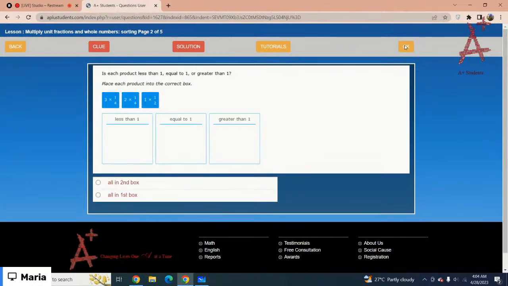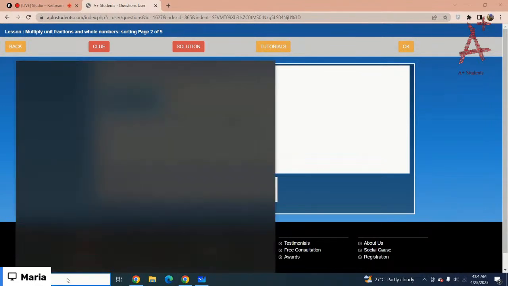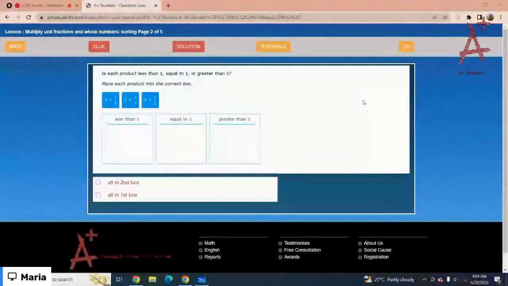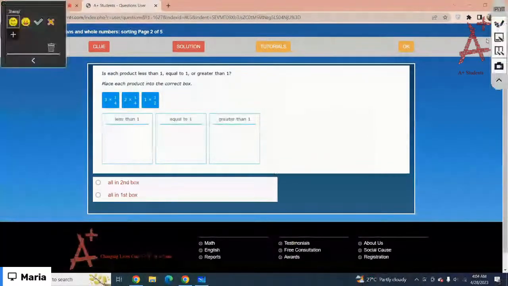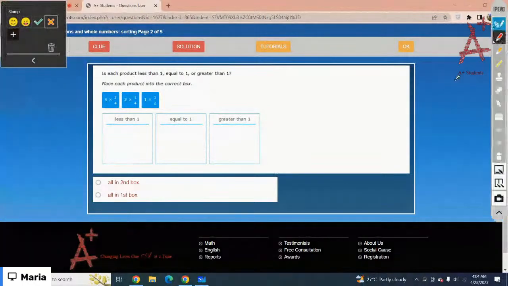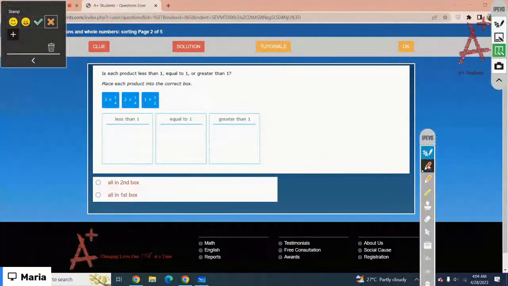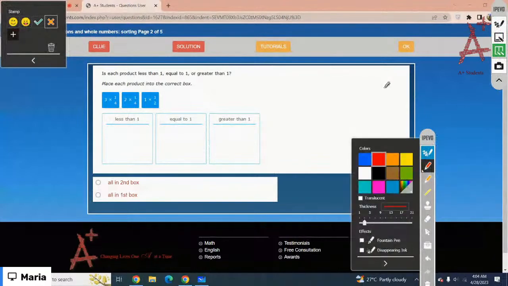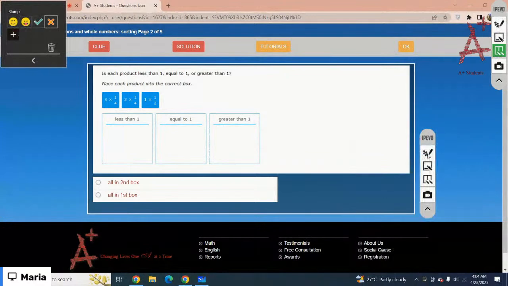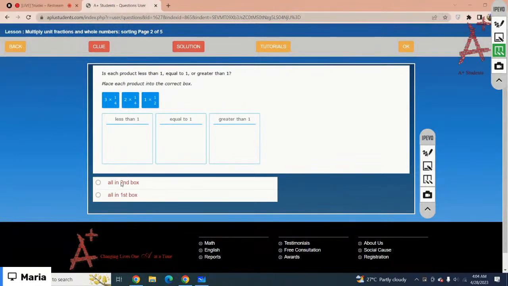The next one is 3 times 1 by 4, 2 times 1 by 4, and 1 times 1 by 2. So let's just see, it would be 3 over 4. Okay, so let's just see the first one, 3 times 1 over 4.